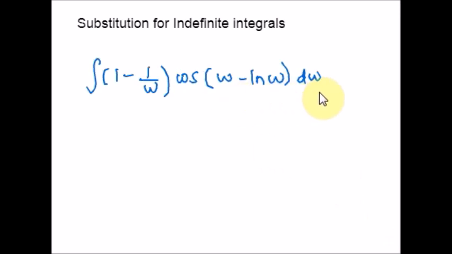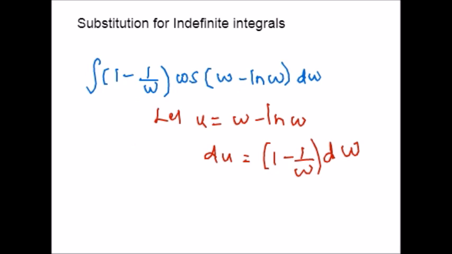Here is an example. Please look at the question. In this case, it looks like we have a cosine with an inside function, and so let's use the substitution u equals w minus ln w. So what would be the du? So du is going to be 1 minus 1 over w times dw. As with the first example, the stuff in front of the cosine appears exactly in the differential.